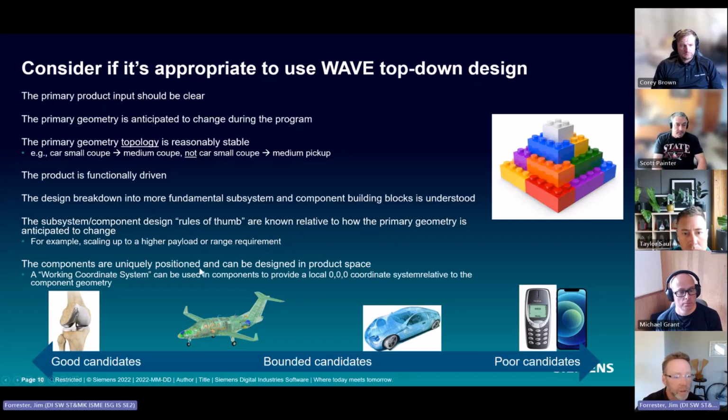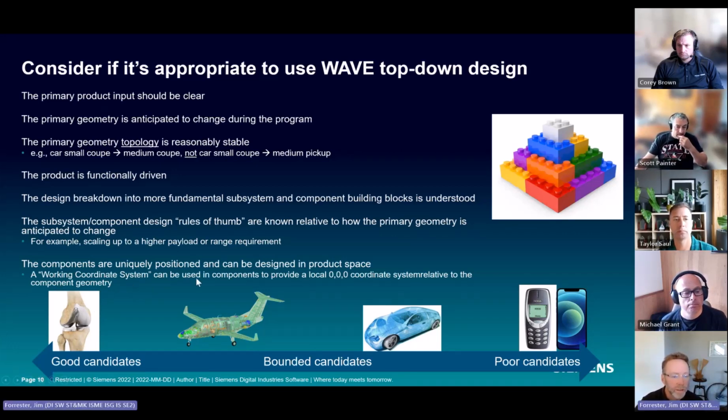The components are uniquely positioned and can be designed in product space. So you wouldn't do this with a bolt. There are bolts used all over the place, but you would do this with a wing spar. You would do this with an upper right skin and so on and so forth. They're unique. They're unique to that product. They're uniquely positioned.